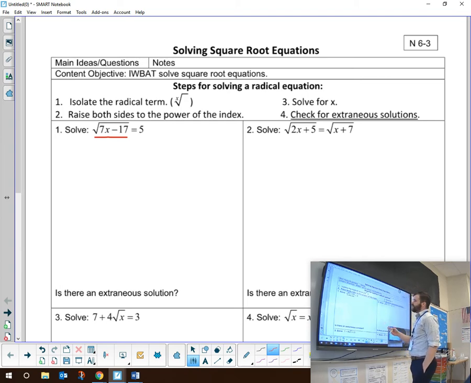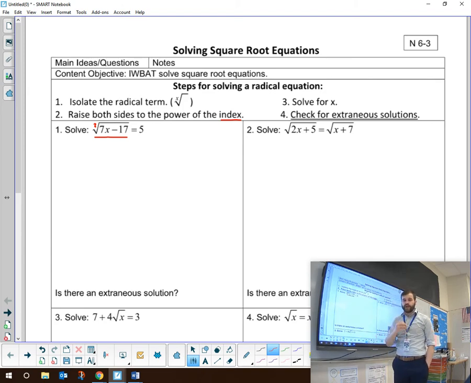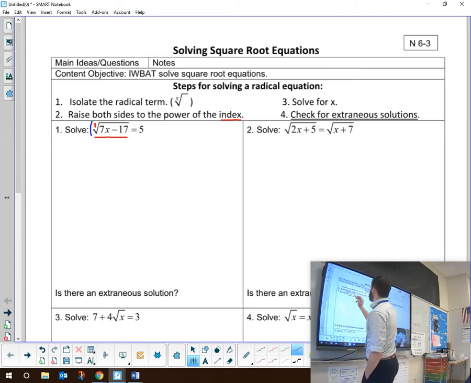Secondly, we're going to raise both sides to the power of the index. Now, there's an invisible index here. It's a square root, and that index is what's making us square root it. So we're going to raise to that power. We're going to raise to the power of 2.